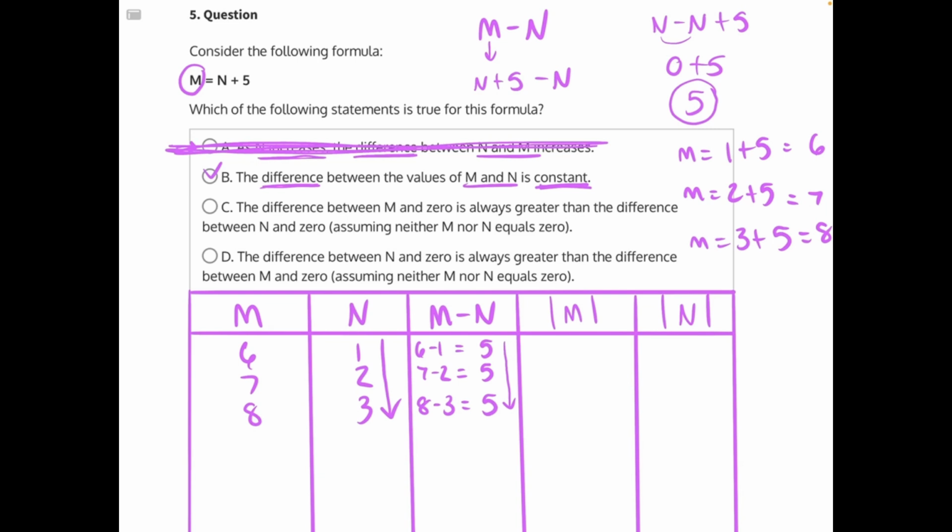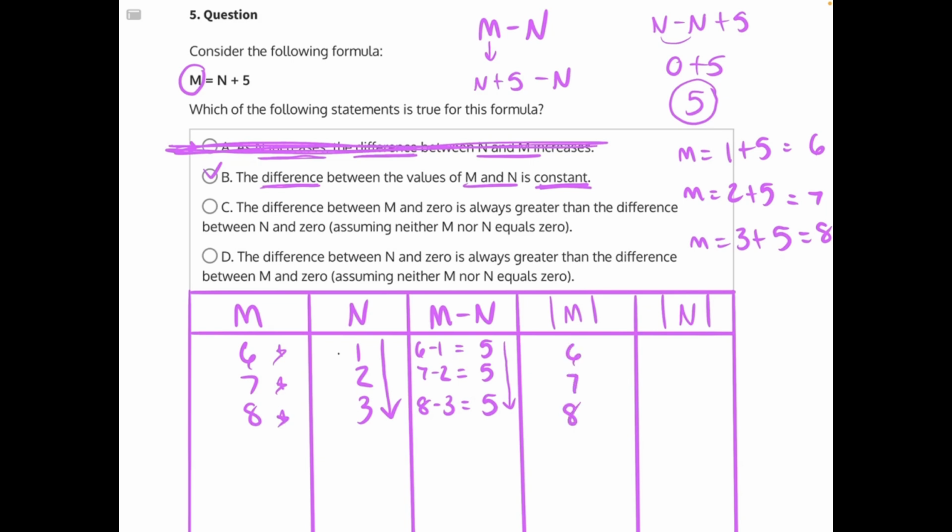C says the difference between m and 0, this is just a lot of words to say the absolute value of m, is always greater than the difference between n and 0, again the absolute value of n. So m's absolute value is always greater than n's absolute value. Well, let's try some numbers for that as well. If we were to take the absolute value of these three values of m, 6, 7, and 8, we would also get 6, 7, and 8.